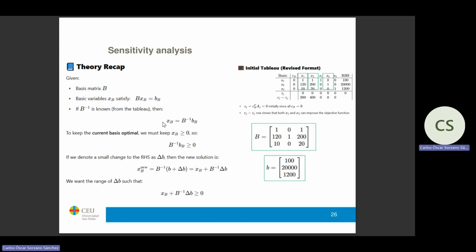So my solution is B inverse times b. And what we have been doing in the sequence is inverting B. Very good. So this is our solution. Now, what happens if I perturb the right-hand side? I will get the original solution plus some perturbation. And we want to see for which range of perturbations this is still larger or equal to zero.